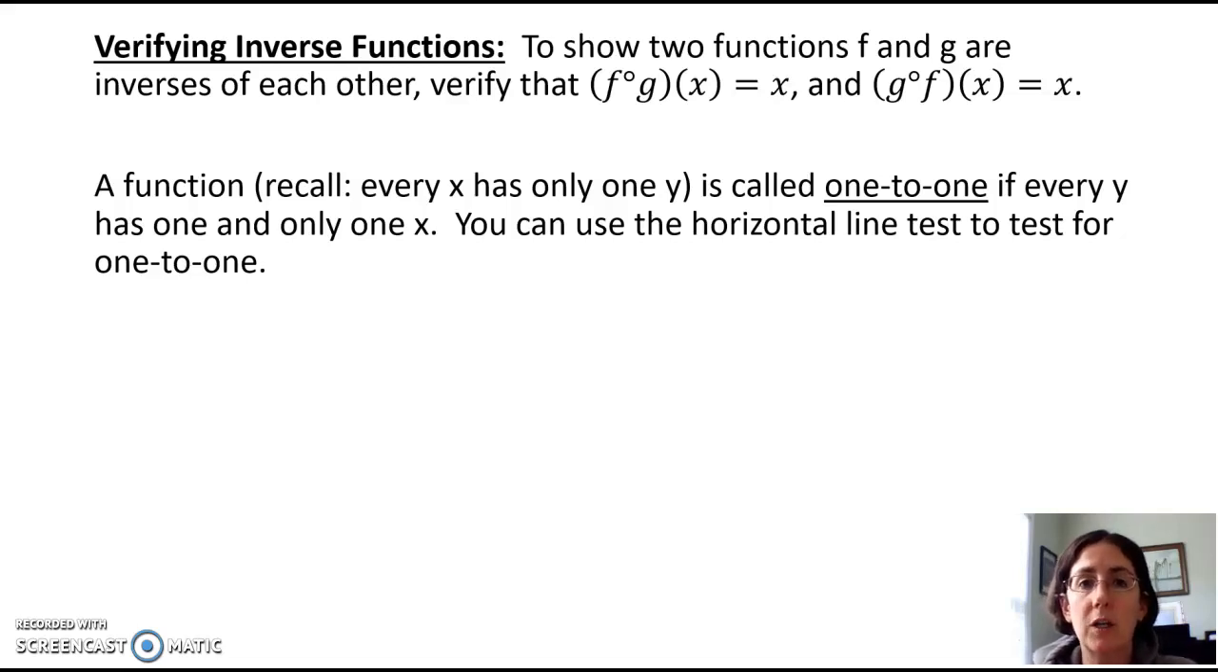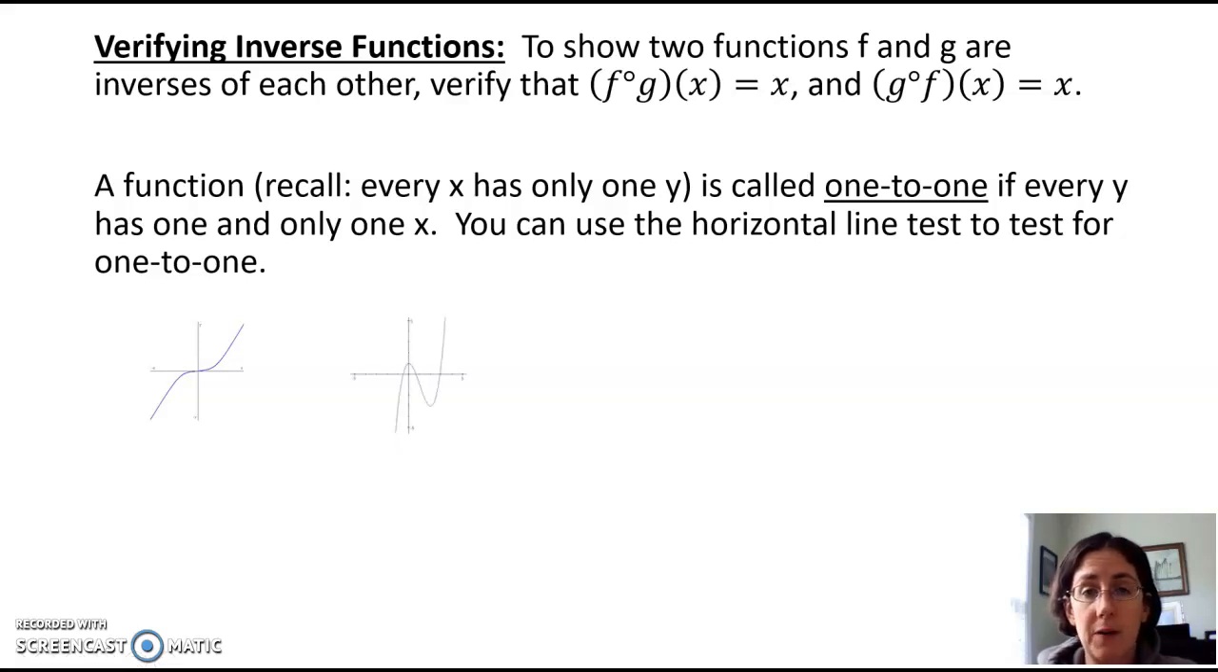So a one-to-one function, not only does every x have one and only one y, but every y has one and only one x. So if we wanted to determine if it was a one-to-one function, we would first have to determine if it's a function, so this does pass the vertical line test. And then we would determine if it's a one-to-one function to see if it passes the horizontal line test, and it does.